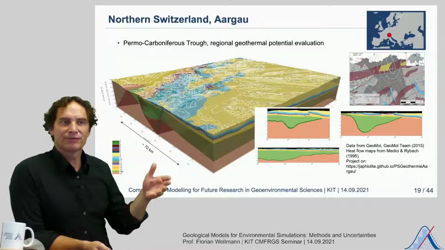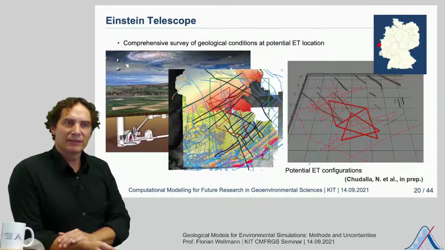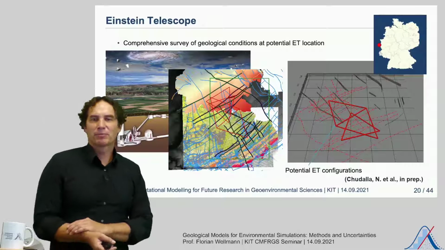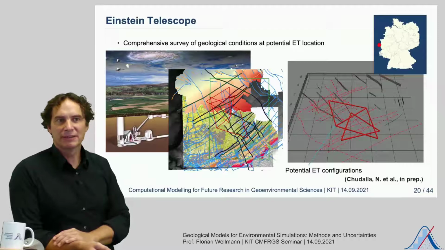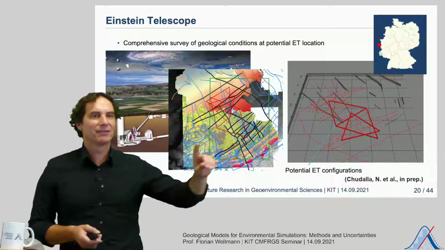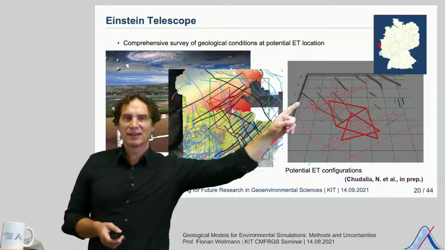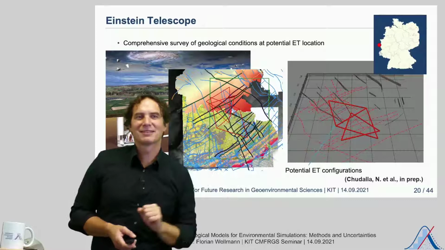Let's go to a bit of a smaller scale. That's a project here that we have in our backyard in Aachen, the so-called Einstein telescope. That's a project to find a suitable region for the next generation gravitational wave detector. And we are involved in this project with the deconstruction of a model. And what we can see here on the right-hand side is a fault network for this region and actually seismic cross-section lines depicted and the potential sites for this Einstein telescope.